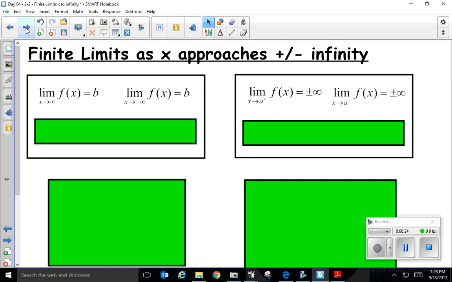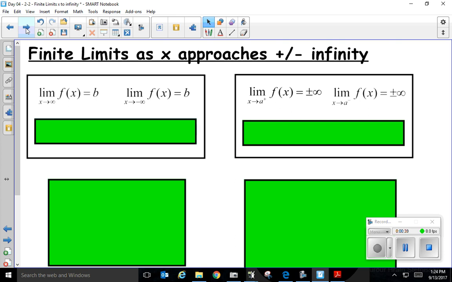All right, so finite limits. Finite is the opposite of infinite. So finite means it doesn't open. Okay, as x approaches positive and negative infinity.